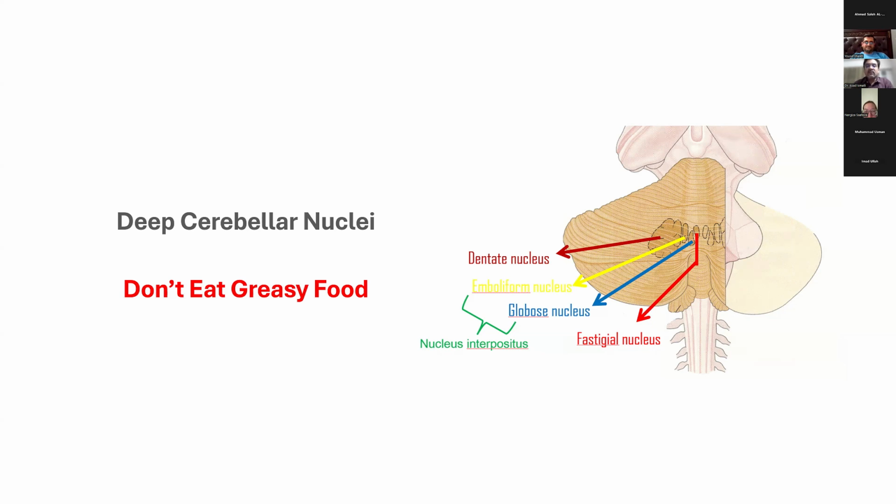So starting from lateral to medial, the largest one is the dentate nucleus. Then we have the nucleus interpositus, which has two types, emboliform and globose. And the middle one is the fastigial nucleus. From lateral to medial, don't eat greasy food: dentate, emboliform, globose, and fastigial nucleus.